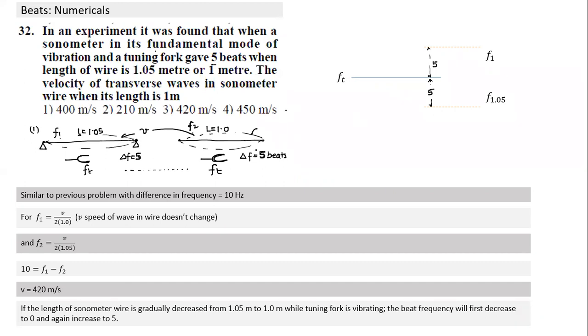So how can we decrease it? By shifting the position of the bridge, I can alter the length of the sonometer wire. As I gradually decrease the length of the wire from 1.05 meter to 1 meter, it is equivalent to slowly increasing the fundamental frequency. If the tuning fork is continuously vibrating during this process, I will find the beat frequency first decrease, become 0, and again increase to 5. That's what will happen with the gradual change in length while observing beat frequency with the same tuning fork.